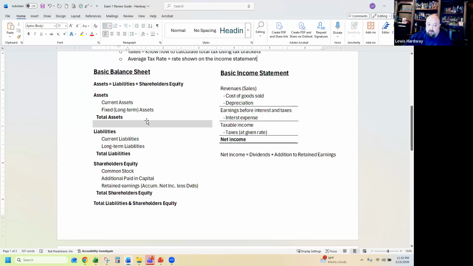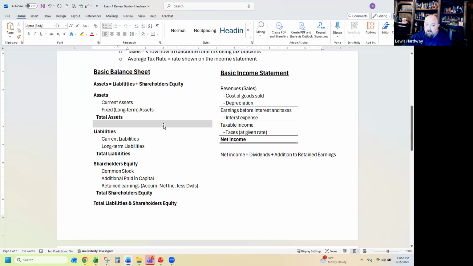But this is the general format. Liabilities, again, like accounts payable is a current liability. Your debt is a long-term liability unless it says it's the current piece of it. And then the three pieces of shareholders' equity: common stock, additional paid-in capital, which most firms usually have, but the question will tell you if it does or if it doesn't. And then retained earnings, which is the accumulated net income less all your dividends. And then liabilities and shareholders' equity should equal the assets.